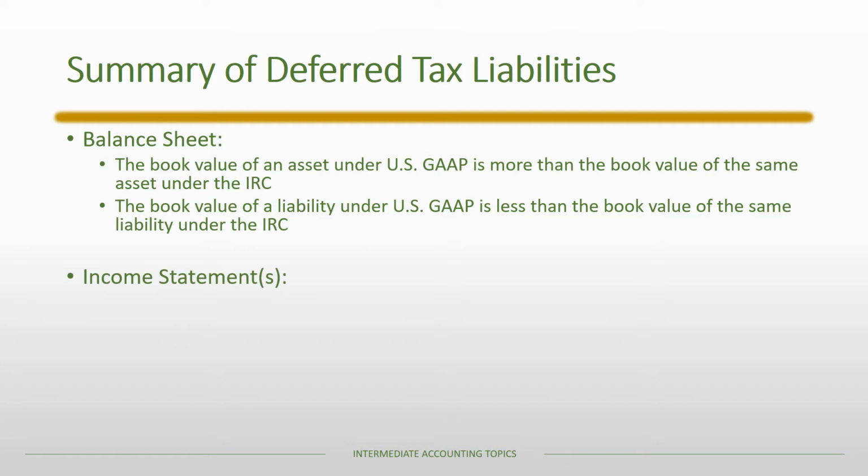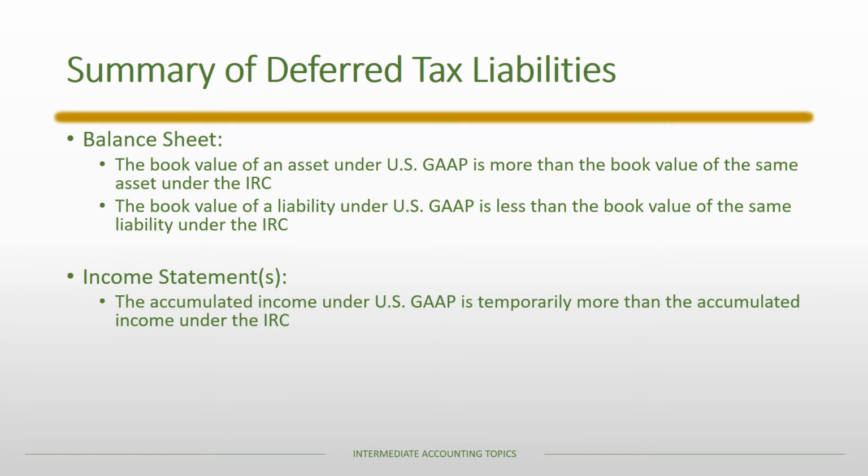So thinking about the income statements when we compare US GAAP to the Internal Revenue Code. First of all, if we have a deferred tax liability, it must be the case that accumulated income under US GAAP is temporarily more than the accumulated income under the Internal Revenue Code. This temporary difference in income is what's known as the future taxable amount of income. Everything we've talked about so far has been in the previous lectures. This is, again, just a summary of it.